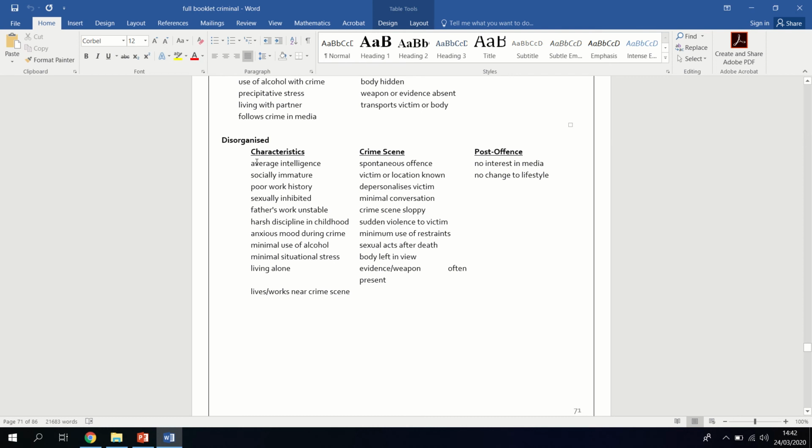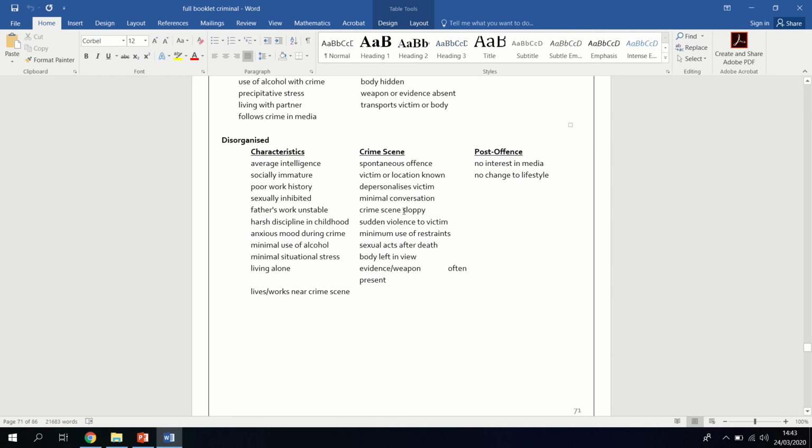A disorganized criminal usually has average intelligence, poor work history, they're sexually inhibited, which means that they don't have a good sex life. Their father's work was unstable, they were harshly disciplined in childhood, may have been abused, anxious mood during crime, minimal use of alcohol, minimal situational stress, they live alone, and they live or work near the crime. Generally, their crime scenes are spontaneous offences. The victims are usually known. They depersonalise the victim. Depersonalise meaning they usually make it as though the victim isn't a human, so they will do horrible acts to the victim.